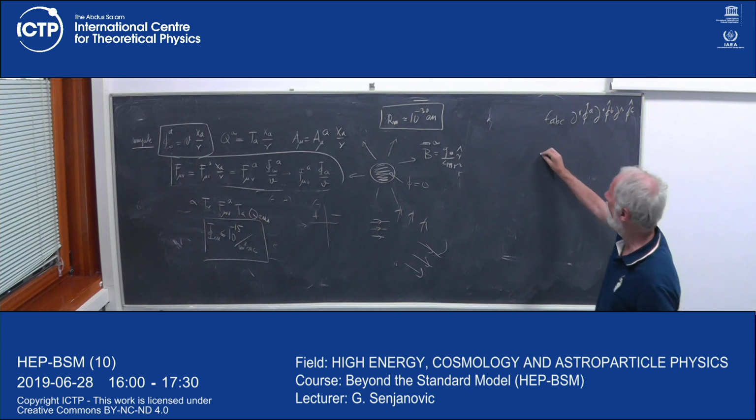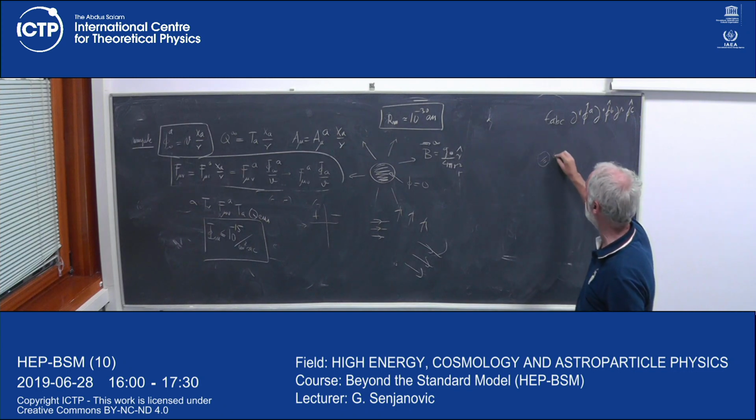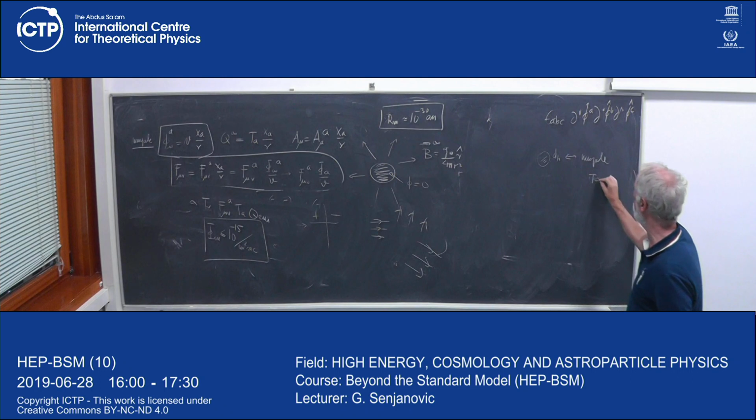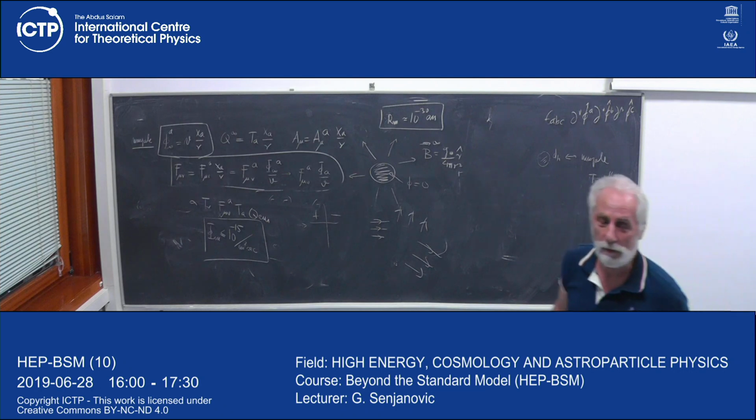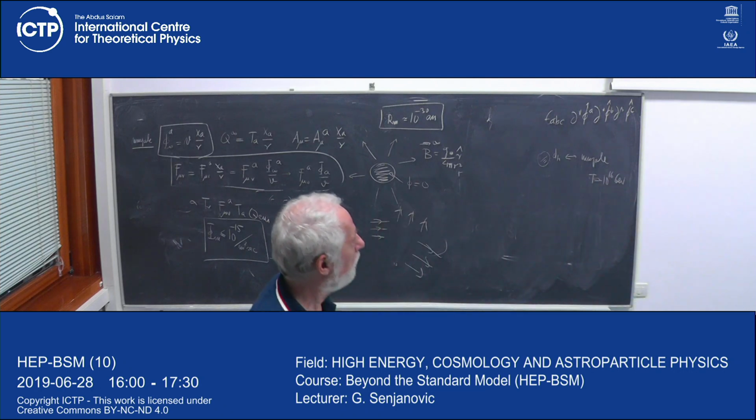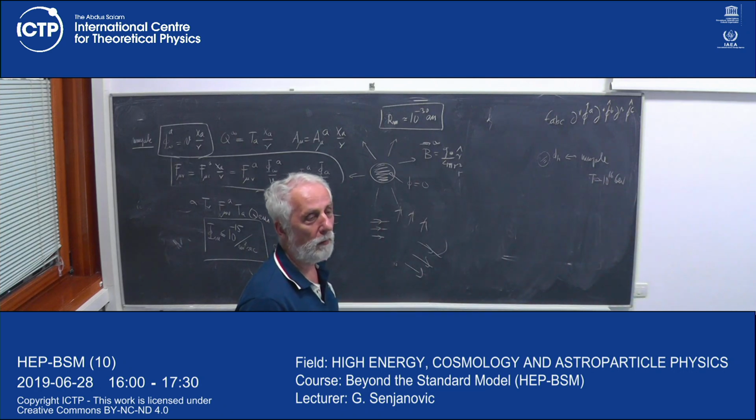So if you have one monopole per horizon, and the temperature is 10 to the 16 GeV, that's the relevant temperature. That's the scale of the theory, right? The first monopole we find in the grand unified theory. So what would that mean? How many horizons did I have?